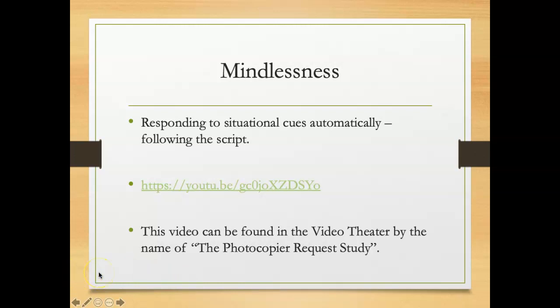All right. So basically, that is a classic example of mindless responses to a situational cue. So the percentage of people who complied with the request by the person to jump the line went from like 60% to 93% when the person asking used the word because. It was a completely meaningless because, "May I cut in line to use the copy machine because I need to make copies?" So that's not really a reason.